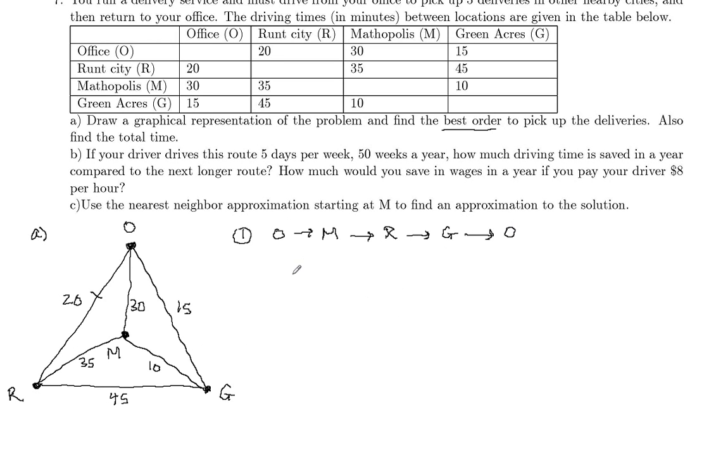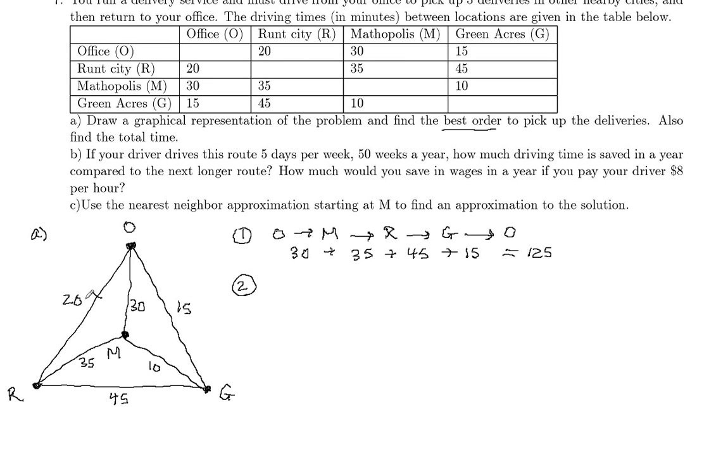Now put the distances underneath those. O to M, we're not using this edge, O to M is 30. M to R is 35. R to G is 45. And then G back to O is 15. If you add those up, this is 65, 70, and 10 is 80, and 45 is 125. So 125 for that route.